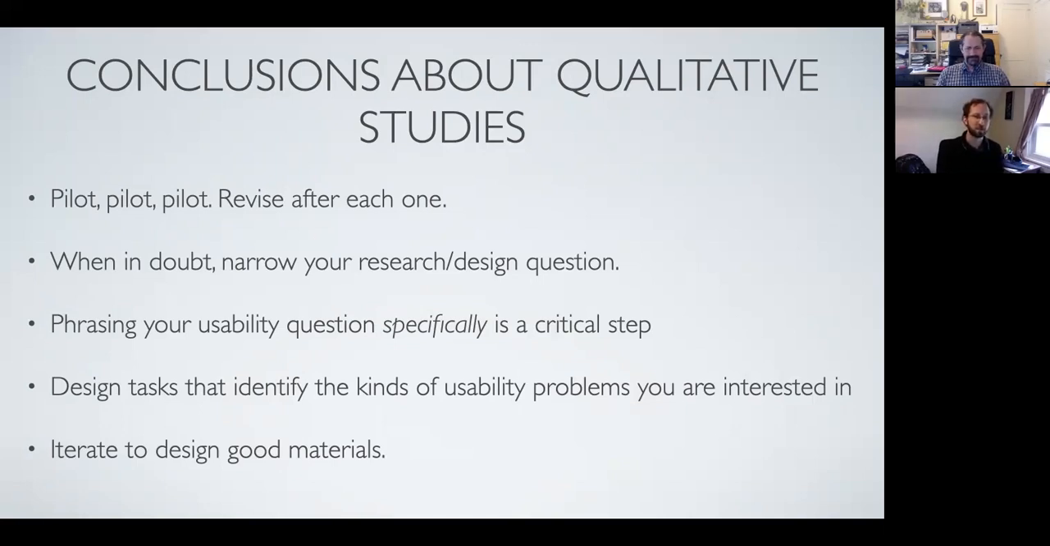Phrasing your usability questions specifically is a really critical step. So you can design tasks that address the particular kind of usability question that you have. You can't just say this thing is more usable than that, but you can say it's more learnable, or it tends to result in people completing tasks faster, or it allows additional kinds of people to complete tasks who couldn't complete them before, that sort of thing. And then design tasks for those kinds of usability problems. And again, iterate to design good materials.